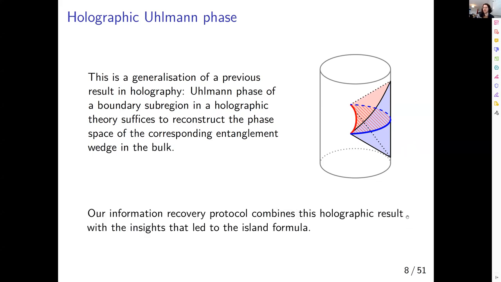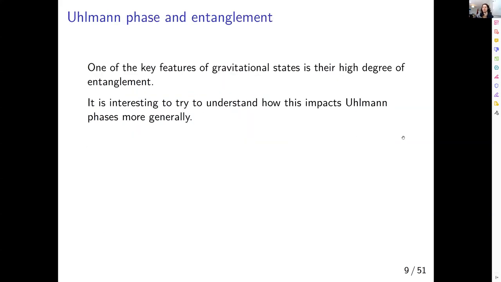The black hole information recovery protocol I'm going to describe combines the methods that led to that previous holographic result with the insights that led to the island formula. That will be the main part of the talk. But after talking about black hole information, I'm going to take a step back. One of the key features of gravitational systems is their high degree of entanglement.